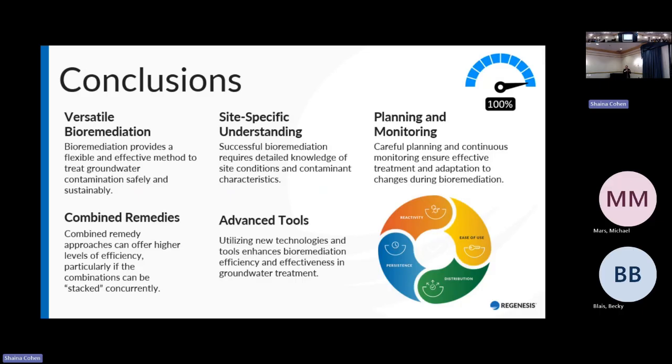And then also certainly always we should be considering what sort of combined remedy approaches can be employed to achieve the overall site goals and maintain as high a level of efficiency as possible. And then lastly here, just making sure we're using all of the tools in our toolbox when it comes to site characterization and other advanced tools, so that we have as good a picture as we possibly can.